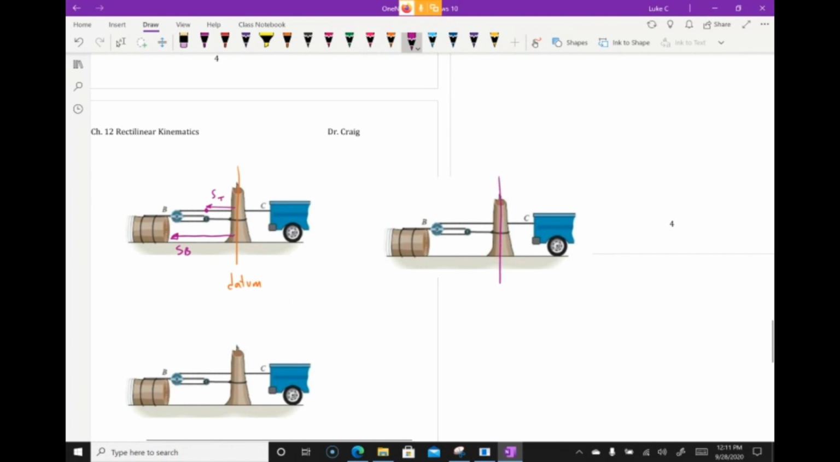We could pick our datum here still. And we could actually pick this distance and call it S of the truck. And we could do basically SB. So you could pick on the left side, that's fine. Or you could pick the right side.